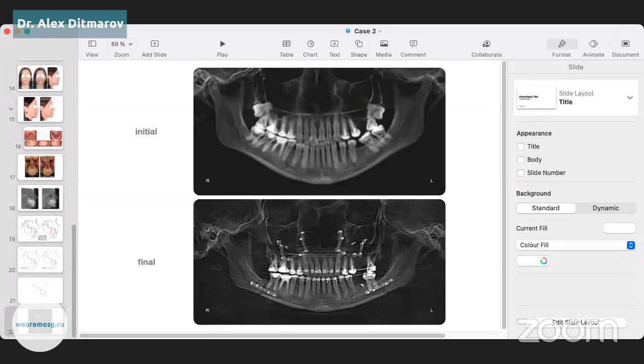Any questions so far? Some questions from Facebook. Okay, tell me. Who decides the direction of the movement of the maxilla and the mandible? Is it up to the surgeon or the orthodontist? Of course, the surgeon. It is the surgeon who decides.